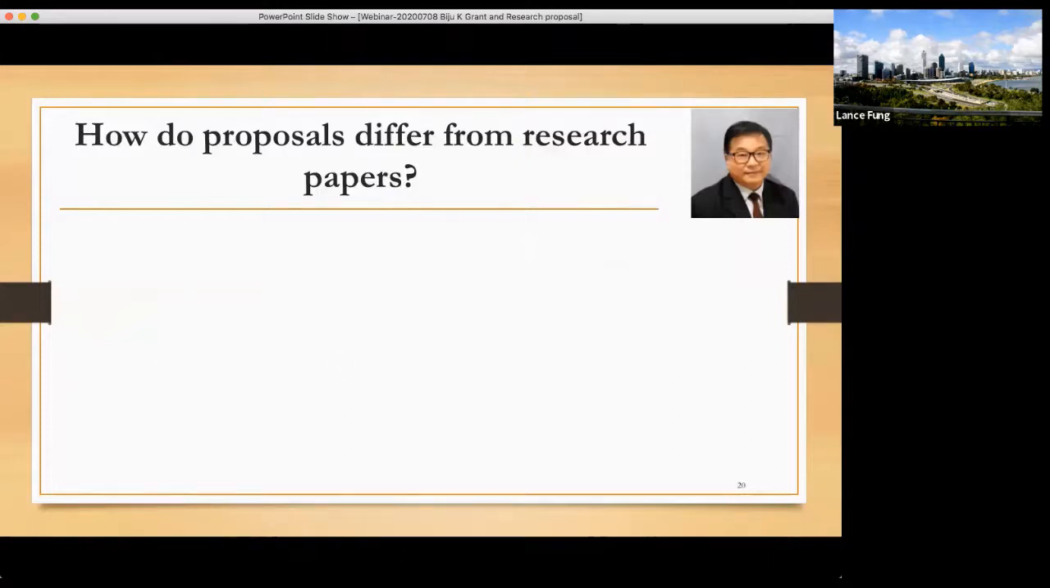So coming to the first one, I need to differentiate: what is the difference between the research proposal and the research paper? You need to have a mindset very careful about this, because they are two different things altogether.